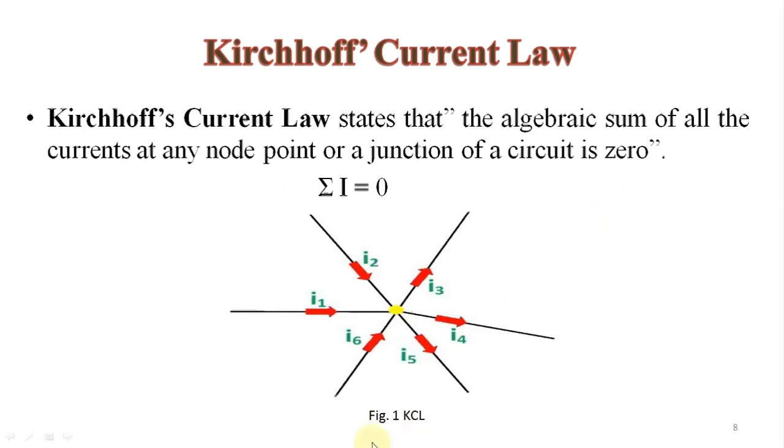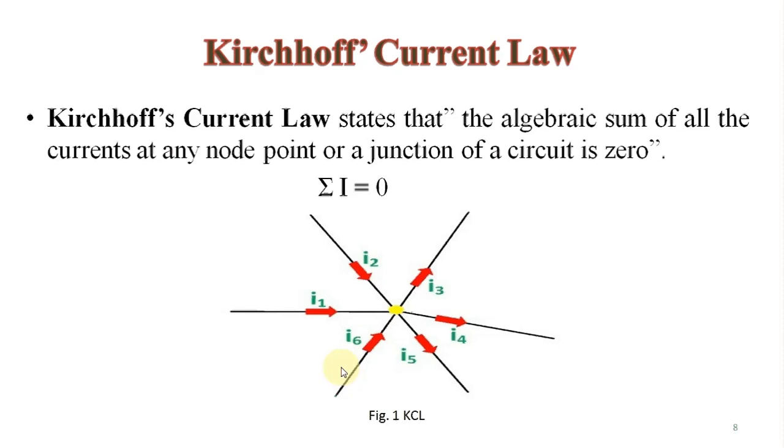Suppose we have a figure like this, and we have a number of branches, suppose 6 branches, and these branches meet at a common point. Here the yellow color represents the node where all branches meet, and in all the branches we have 6 currents. So as per the definition, the sum of the incoming current is equal to the sum of the outgoing current.